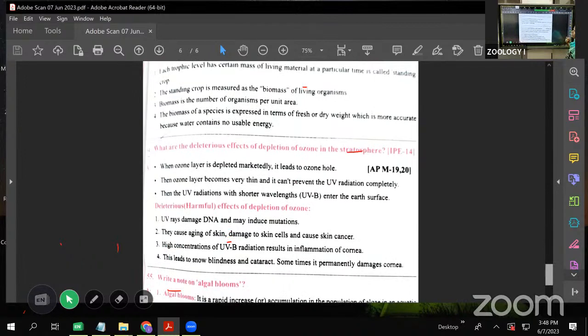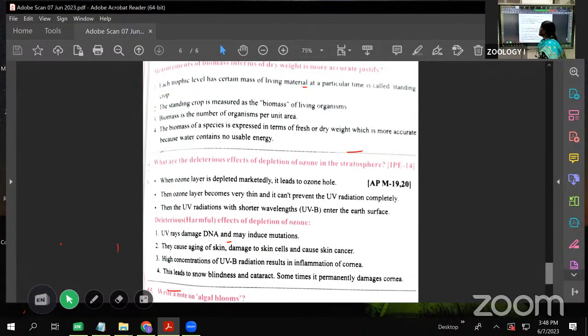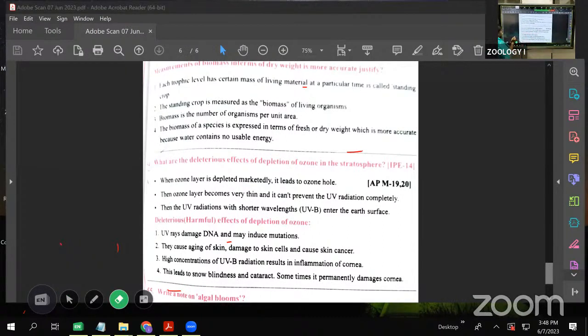Last answer. This one is called ozone depletion in this lesson. This one is the last question. All of you know this one, almost: ozone depletion, the deleterious effects of the depletion of the ozone in the stratosphere. What are the effects? The depletion of the ozone we are going to discuss.